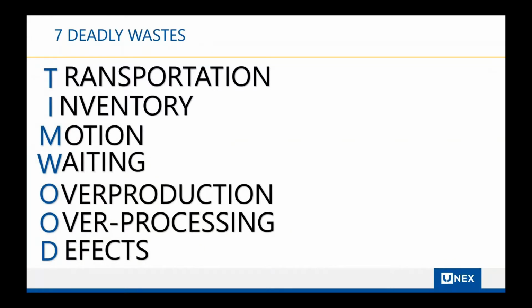If you look going vertically on the left side of the slide, you can see that in blue it says TIM WOOD, which is the acronym for the 7 deadly wastes, which are transportation, inventory, motion, waiting, overproduction, overprocessing, and defects. So jumping right in.